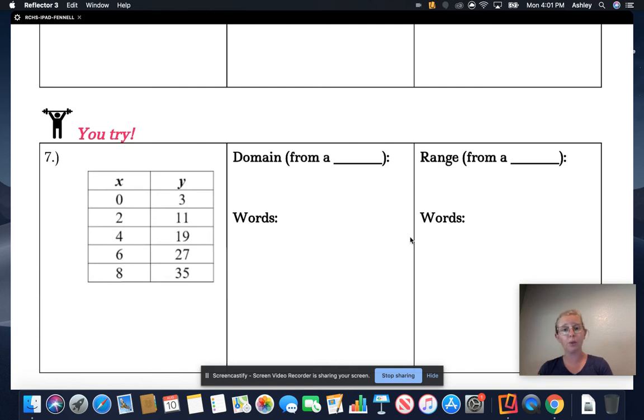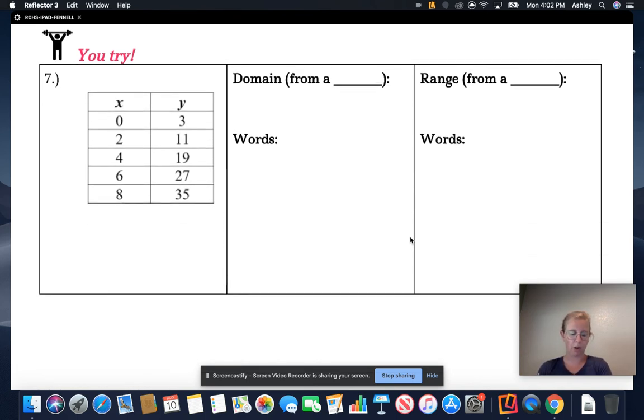Okay, this is the you try section. You want to pause the video and check these out on your own. Do your very best. Okay, so on number 7, we're given a table. So this is from a table. And because I've been doing range in green, I'm going to go here first. Okay, so what are my y values? What are my output values? 3, 11, 9, 27, and 35.